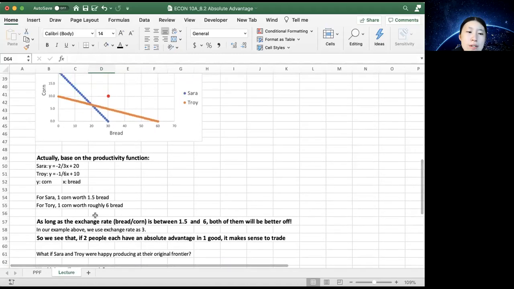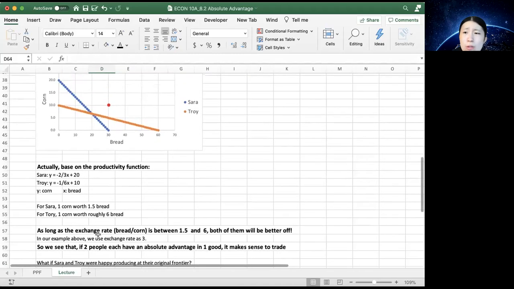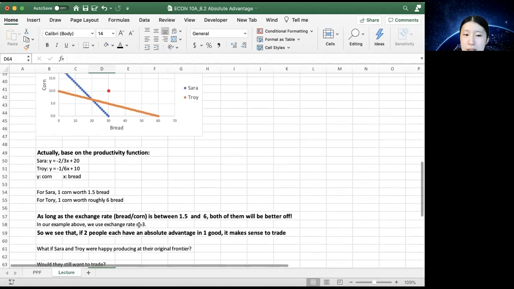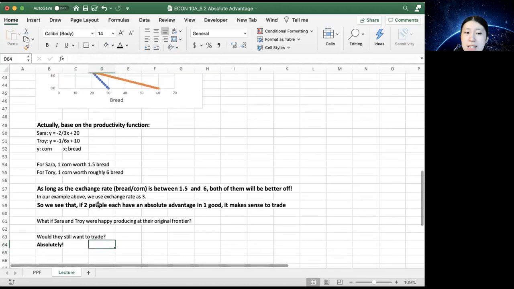You might wonder that just now we traded 10 corn for 30 breads. The exchange rate is 3. Is that a point we picked deliberately so that they can both be better off? But actually from the function, you can see that as long as the exchange rate is between 1.5 and 6, both Sarah and Troy will be better off. You can try 4 or 5 on your own, and you can see the point will still be outside of the frontier. So we see that if 2 people each have an absolute advantage in one good, it makes sense to trade.